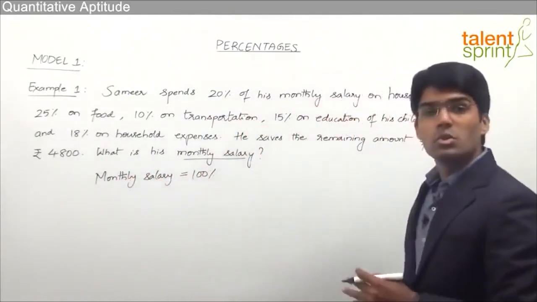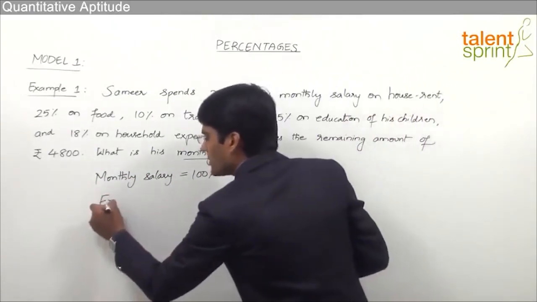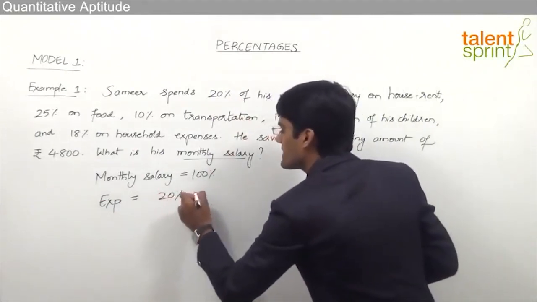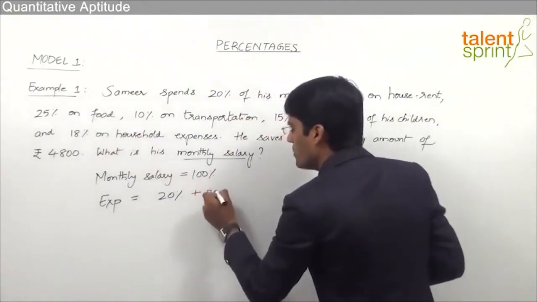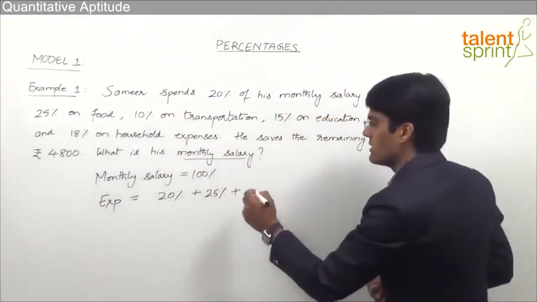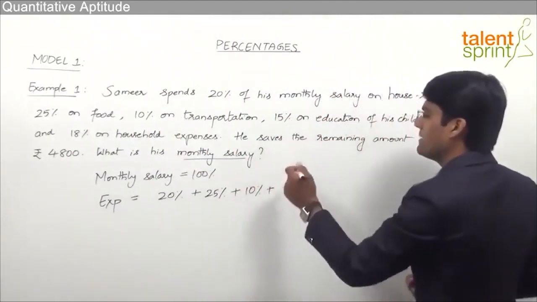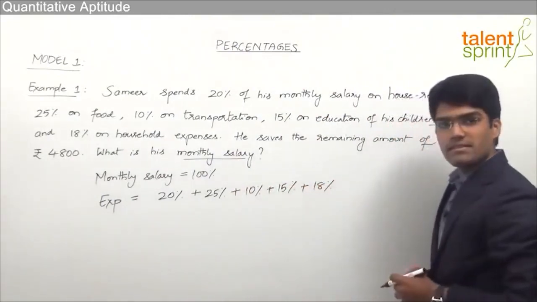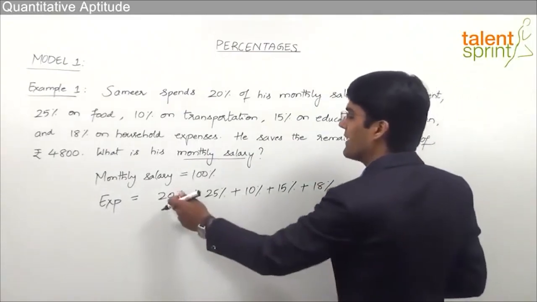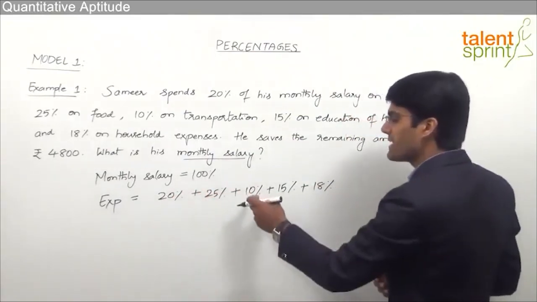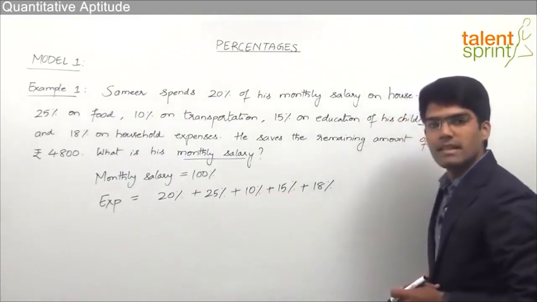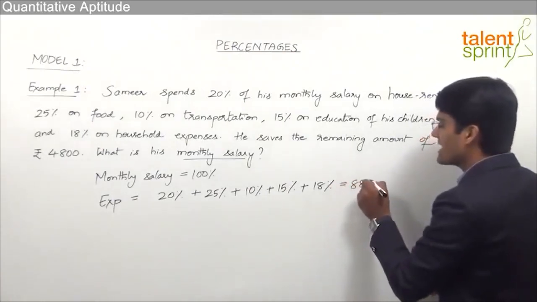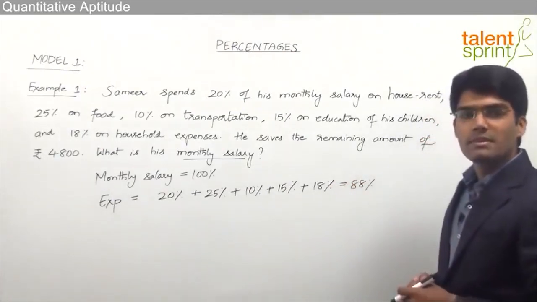Now let us find out the total expenditure of Samir. So the total expenditure here can be taken as 20% on house rent plus 25% on food plus 10% on transportation and 15% on education of his children and 18% on household expenses. So altogether the total expenditure here is 20 plus 25, 45 plus 10, 55 plus 15, 70 plus 18, that is 88%. So we can say that the total monthly expenditure of Samir is 88%.